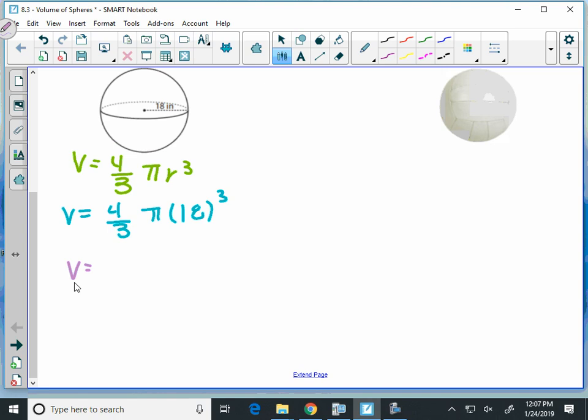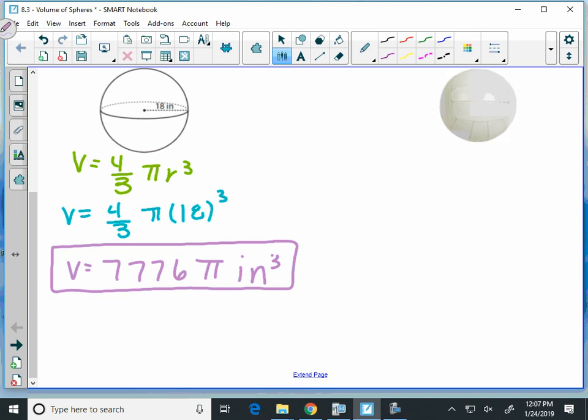You're just going to do 4/3 times 18 cubed. Okay? And what do we get when we do 4/3 times 18 cubed? 7,776. Good, 7,776 pi. We found volume, so it's going to be inches cubed. And you are done. That's how you find the volume of a sphere. Questions over that?